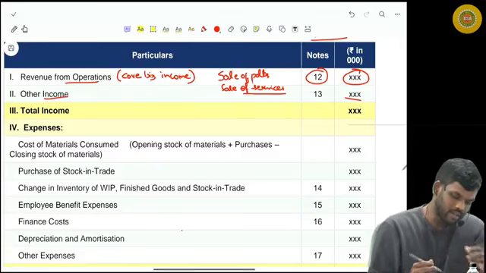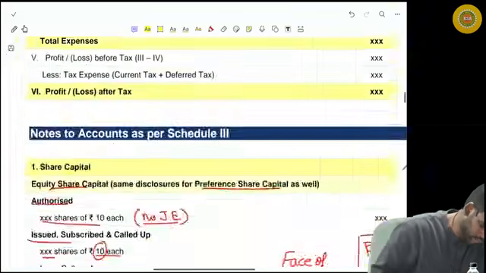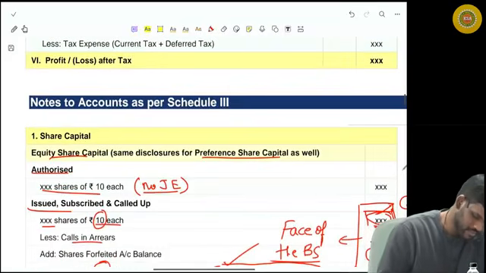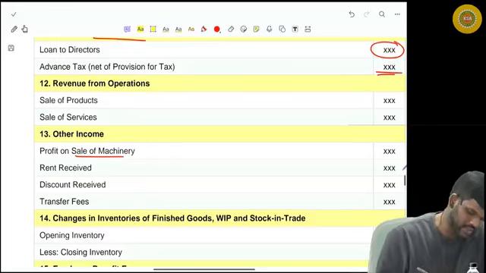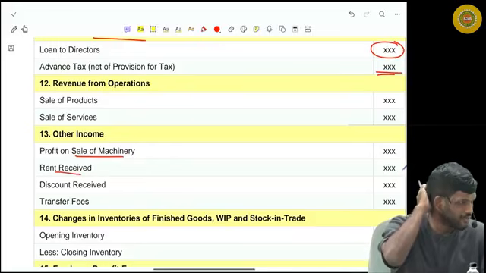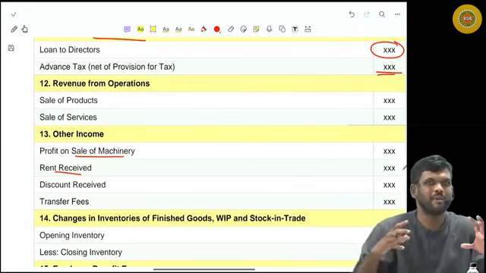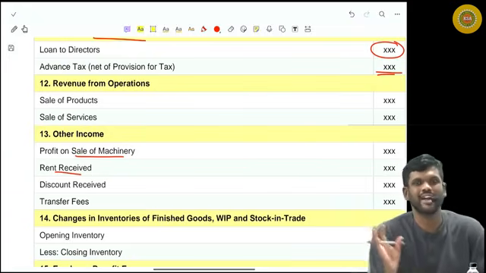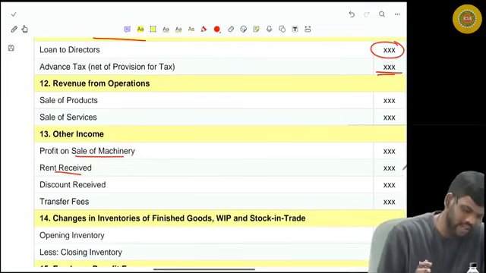So that is other income. I will show you what note 13 says. If you see note 13: profit on sale of machinery, rent received. Generally, if rent is your core operations, show it under revenue from operations. But if, in my building, I have some extra space, and I have given it to somebody on rent, and I am receiving rent from that, that is not your core operation, so show it under other income.